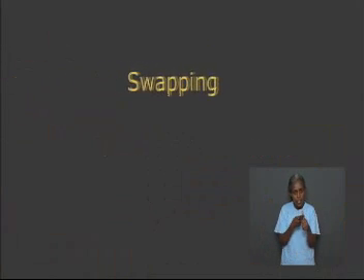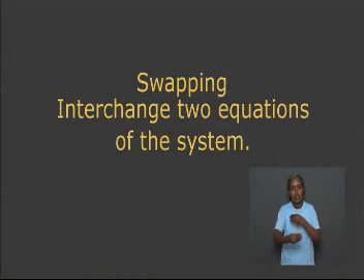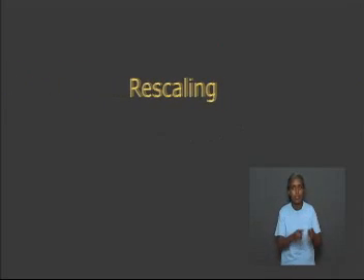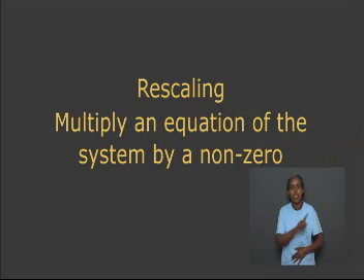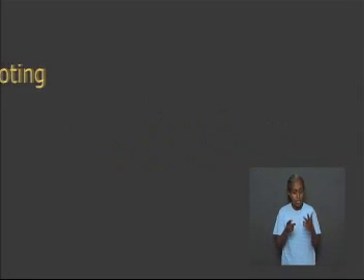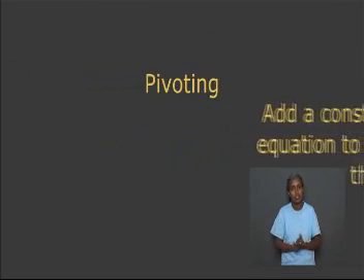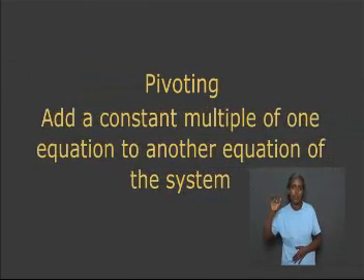The first method is swapping. We interchange 2 equations of the system. The second method is rescaling. We multiply an equation of the system by a non-zero constant. The third method is pivoting. In this method, we add a constant multiple of one equation to another equation of the system.